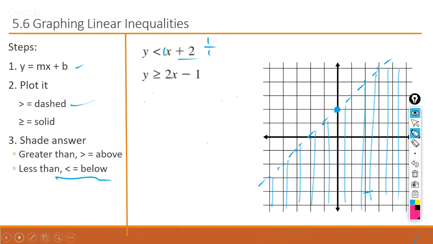Now I got to graph the other equation. So I start with -1. And its slope is 2. So 2 is the same as 2 over 1. So up 2, right 1. Up 2, right 1. Up 2, right 1. Up 2, right 1. Or down 2, left 1. Down 2, left 1. And it's a solid line because there's the bar. And now we got to shade it. So it's greater than, so we got to shade above.